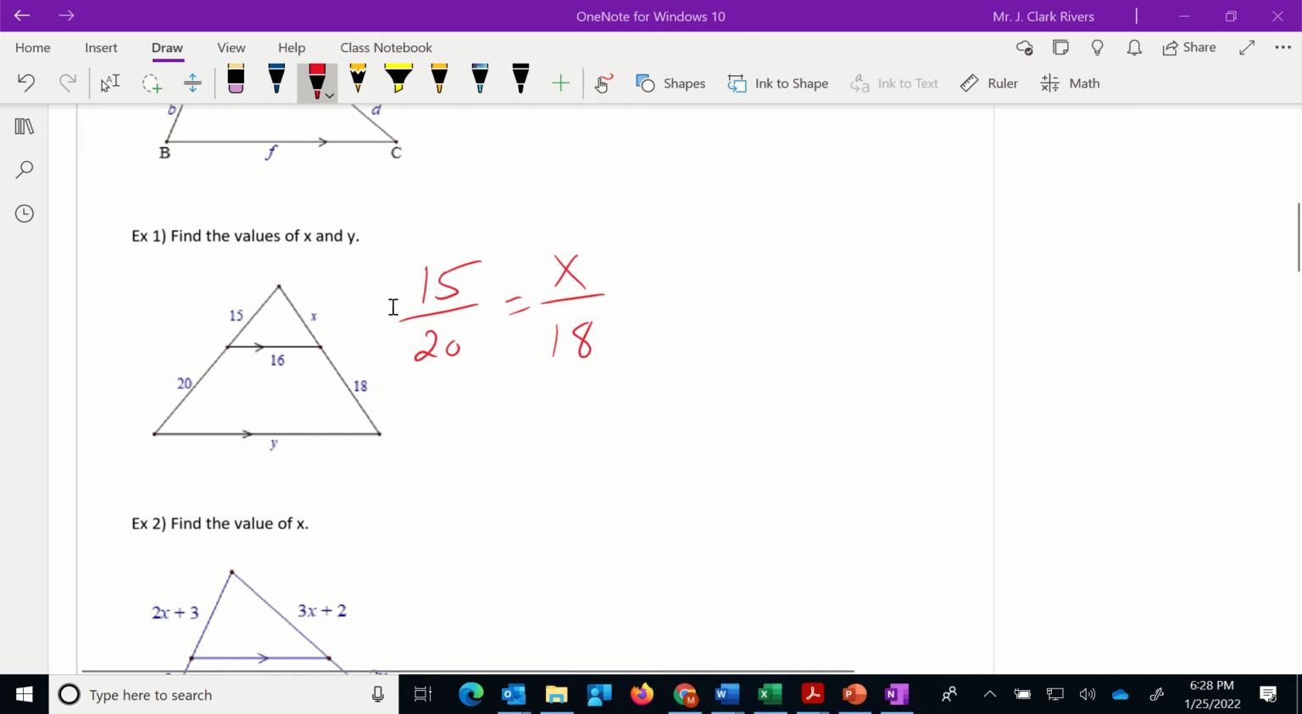By the way, I should also add that right over left works, right? X over 15 equals 18 over 20. That would work. You could also go bottom over top. 20 over 15 is equal to 18 over x. So any of these work. So now let's cross multiply and solve.